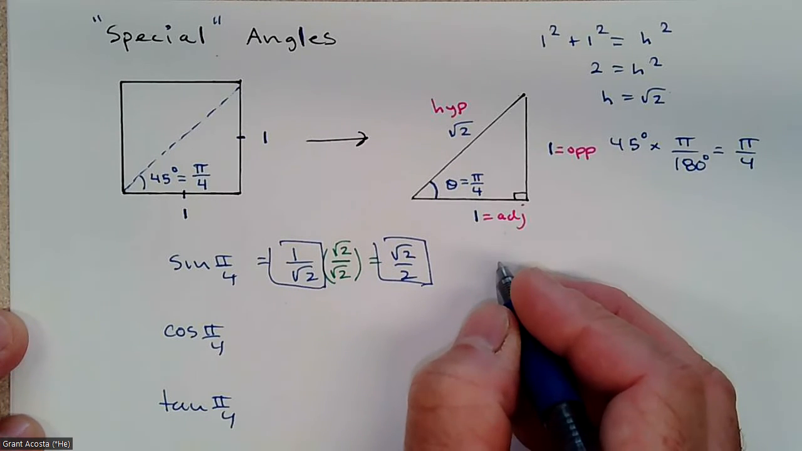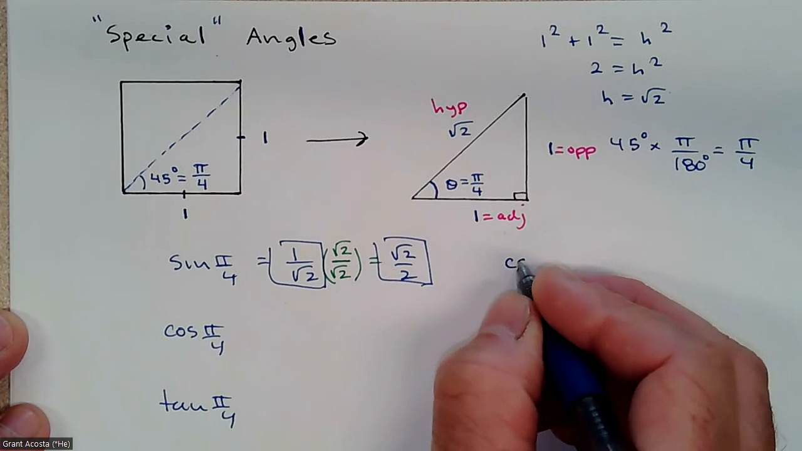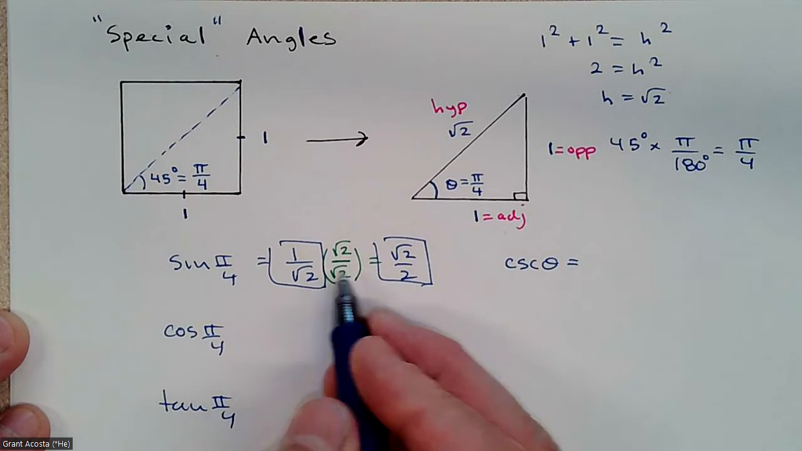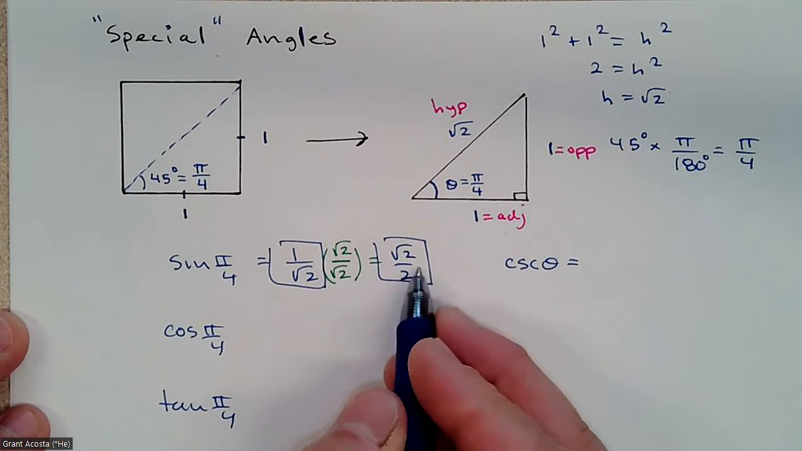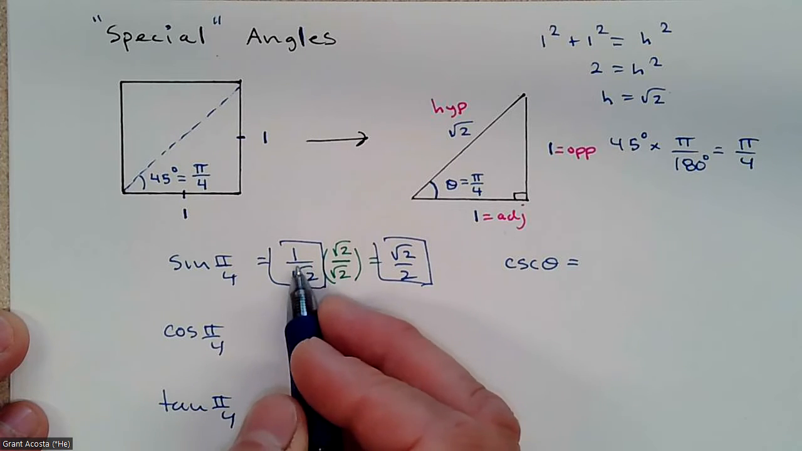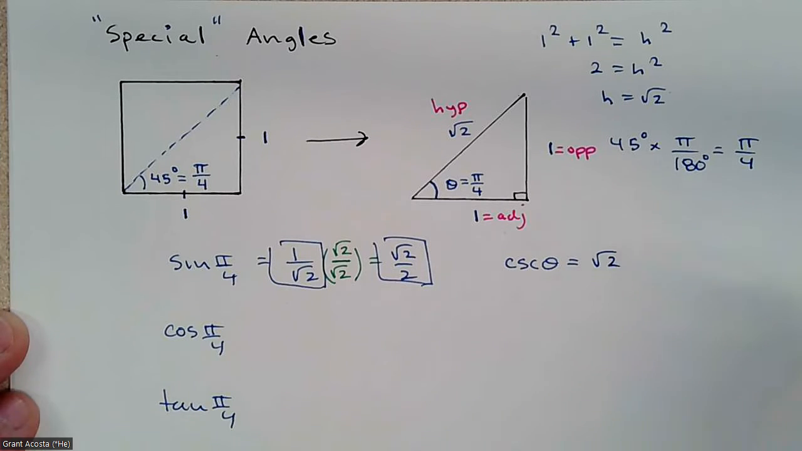For example, the reciprocal of sine is cosecant of theta. That's the reciprocal of sine. So I can take the reciprocal of either one of these values. If I take the reciprocal of that, I'm going to have another square root in the denominator. It's going to look kind of ugly. But taking the reciprocal of this is a lot easier. The reciprocal of 1 over root 2 is just root 2 over 1, which is just root 2. Okay.